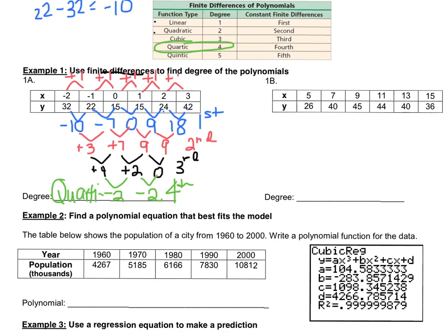We don't need to find the equation, we just have to find the degree. When you try B, you'll find all the differences, and you should get the same number on the third try, and that one will be cubic.